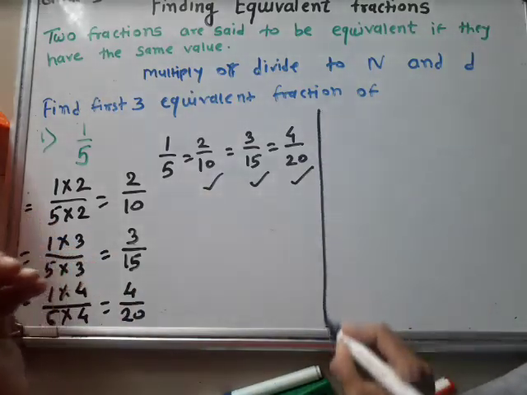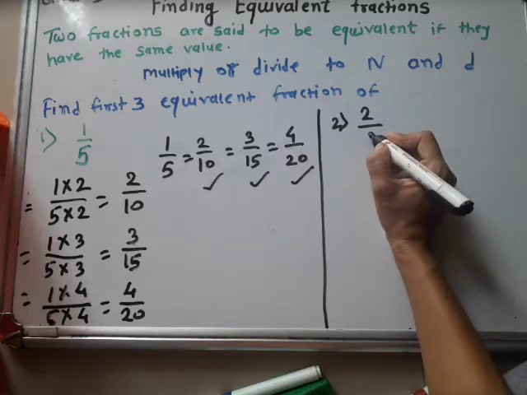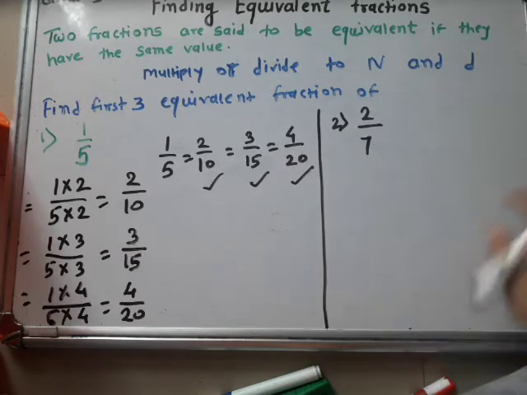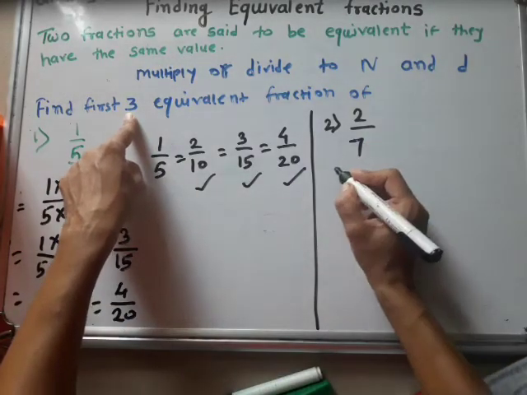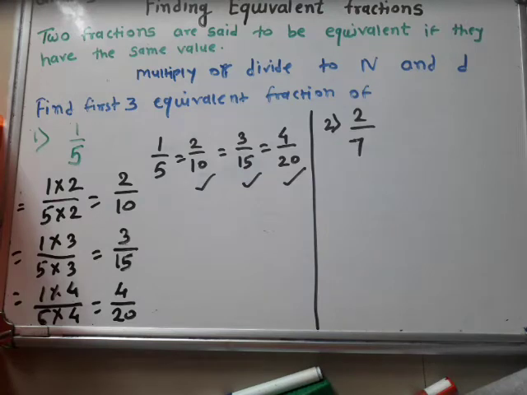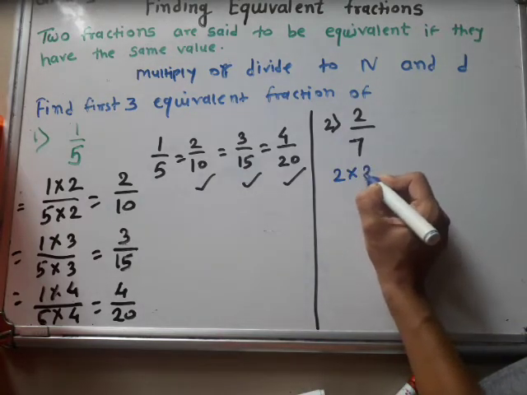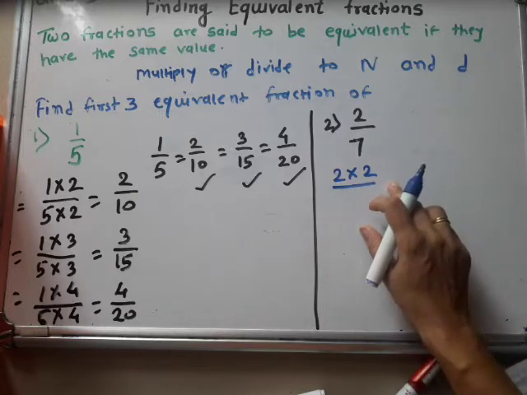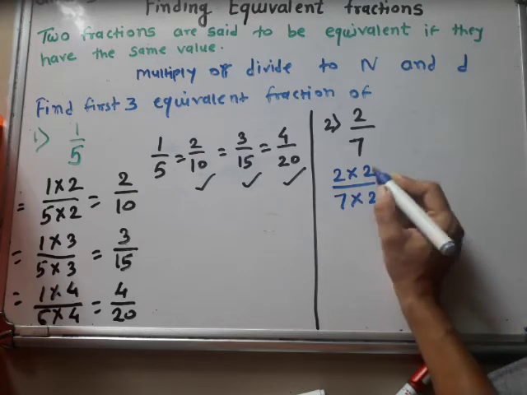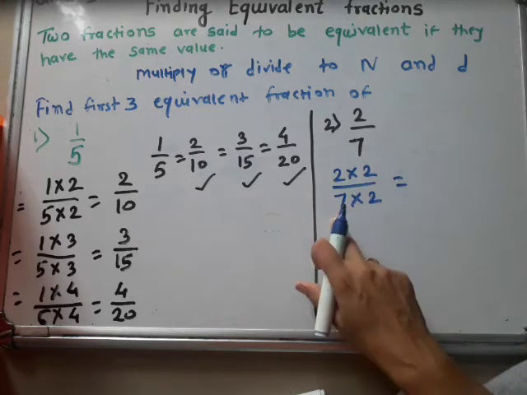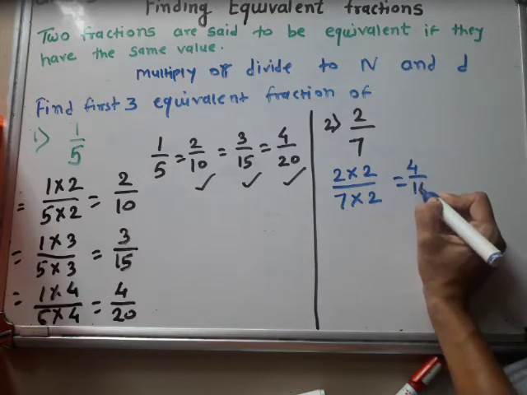Now we take one more example. Suppose we take the number 2/7. Now you have to again find the first three equivalent fractions. Again, what will we do? First we multiply by 2, both numerator and denominator. 2 2s are 4 and 7 2s are 14.